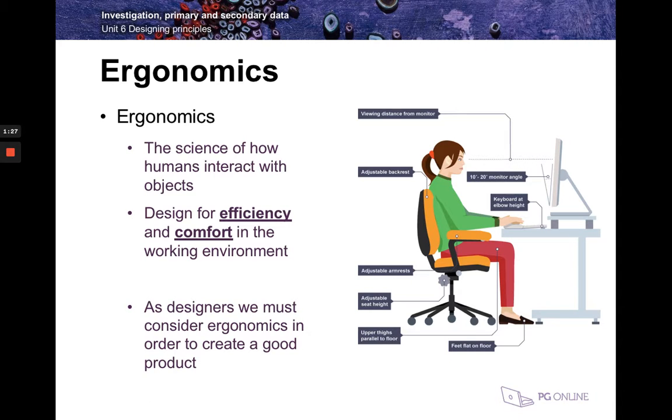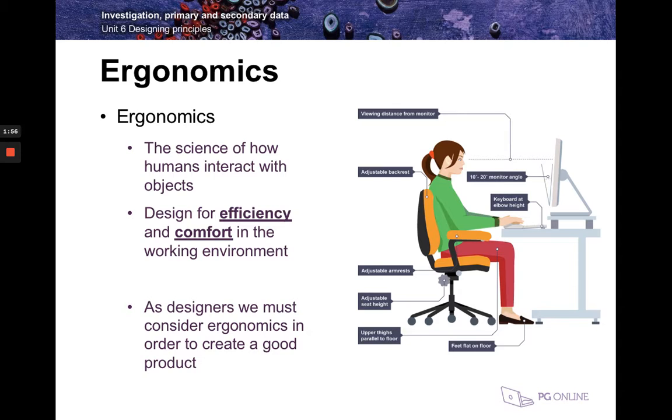So ergonomics is the science of how humans interact with objects. And that's mainly in DT about how the user or your target audience interacts with the product that you design or you make. It is all about the design for efficiency and for comfort in the working environment. And as designers, we need to consider ergonomics in order to create a good product.